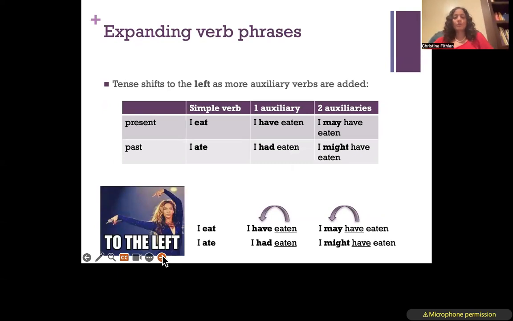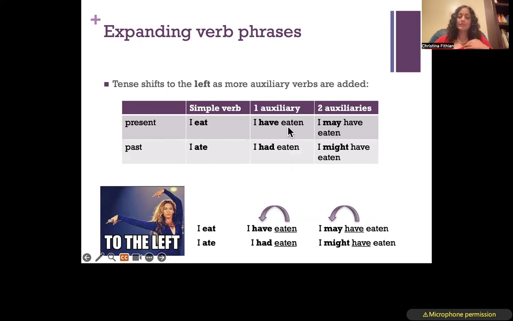Now, it's important to note that tense shifts to the left as you add more auxiliary verbs. So let's take, for example, our simple present tense sentence, I eat. Now, the tense is carried on the verb eat. And we know that because when we want to change it to past, we change the verb eat, and it becomes I ate.